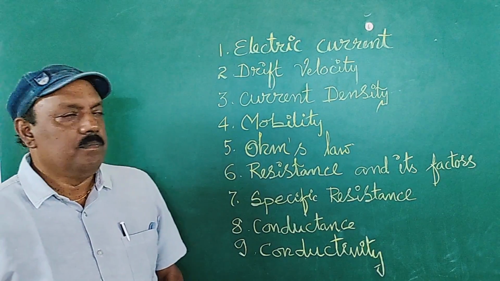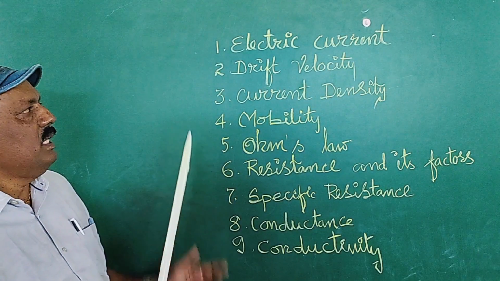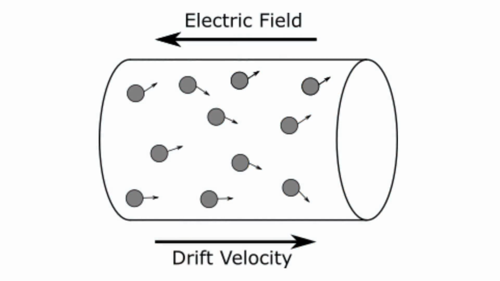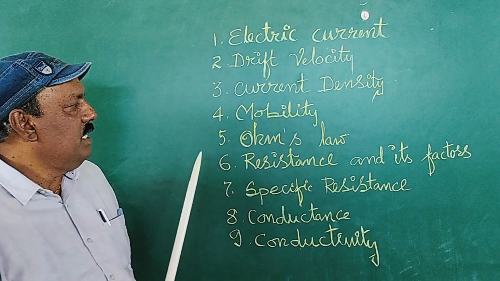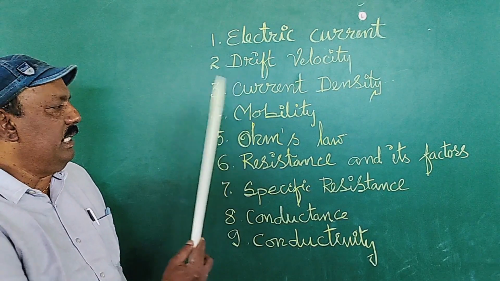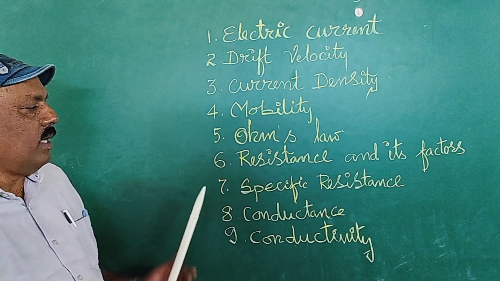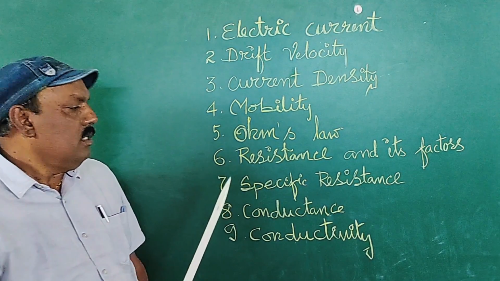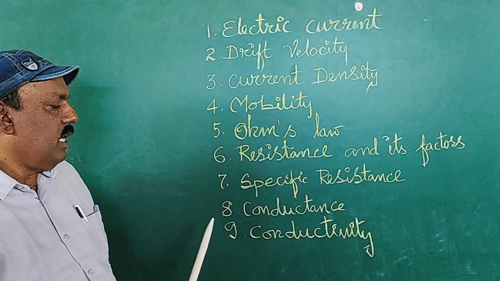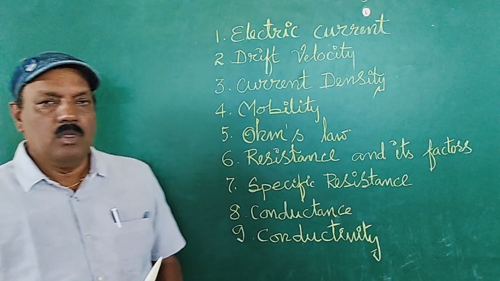The first one, electric current. Second topic, drift velocity. Third one, current density. Fourth one, mobility. And fifth one, Ohm's law. And sixth one, resistance and factors. And seventh one, specific resistance. And the eighth one, conductance. And the ninth one, conductivity.